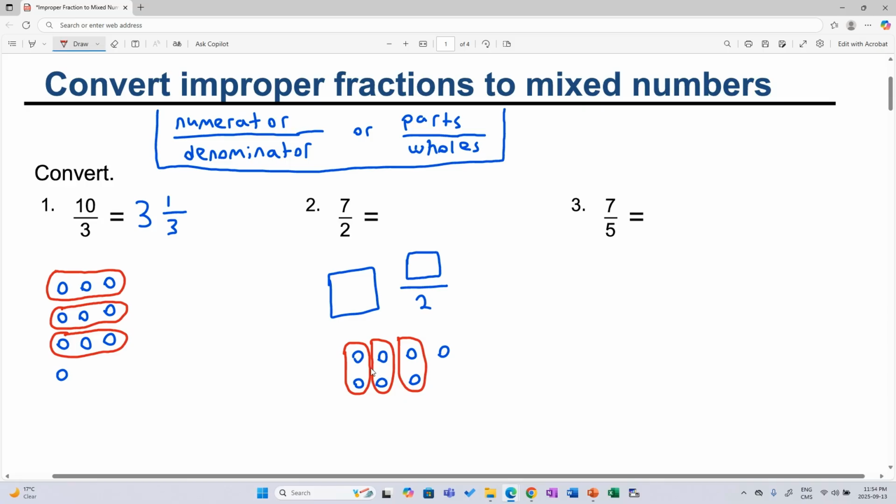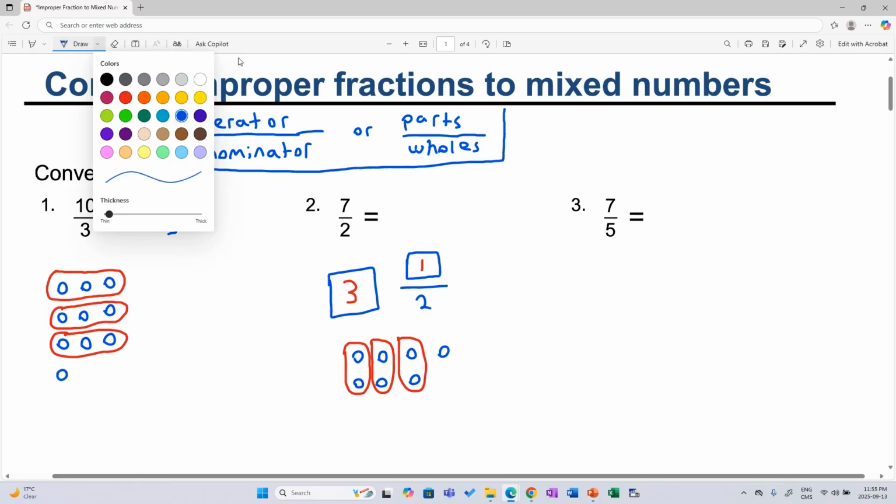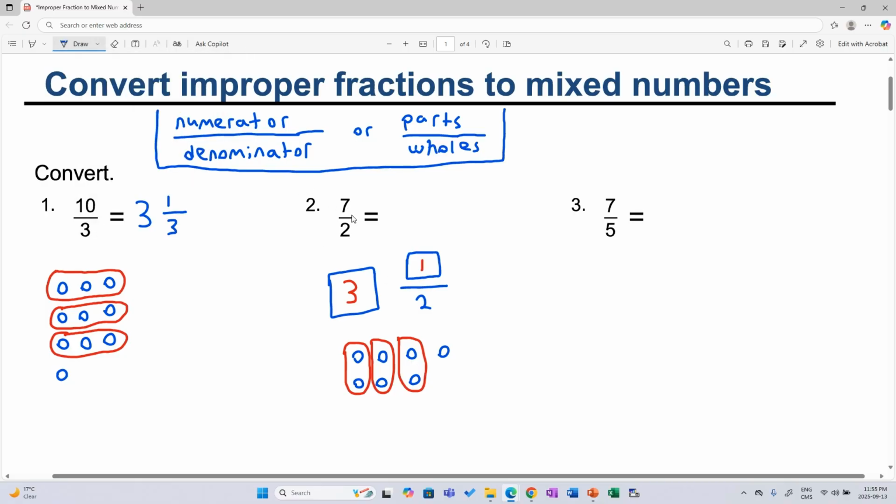So in this case, I have 1, 2, 3 groups of 2's. So I simply write down 3 to represent how many groups I have. And since I have one part left, I'm going to write 1 here. So hence, my answer when you convert 7 over 2 as an improper fraction to a mixed number would be 3 and 1/2. Now for 7 over 5, the same idea.